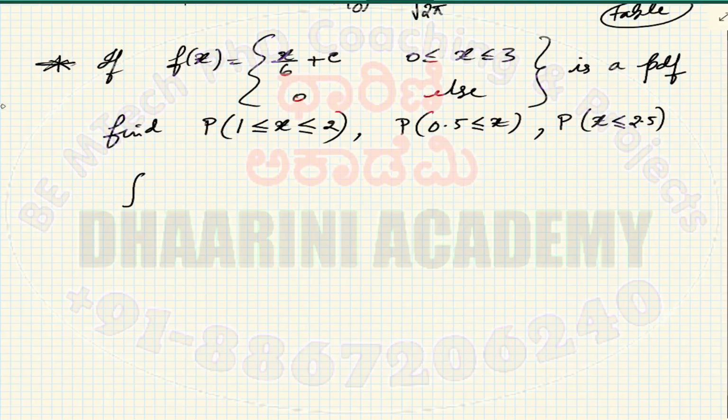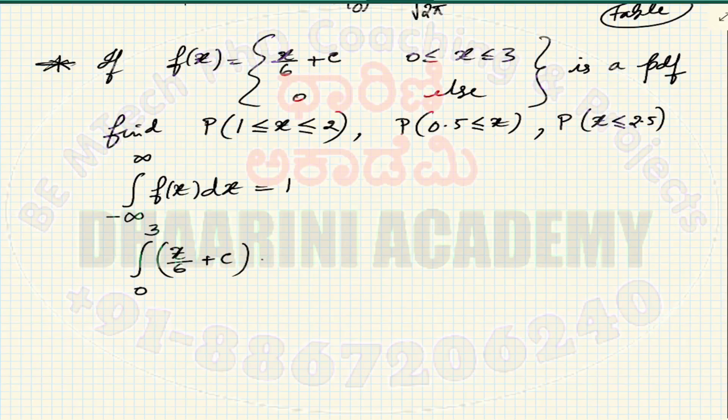For which I use the property of any PDF. It says that if you integrate f of x dx from minus infinity to plus infinity, this is 1. But in this particular problem, the PDF has been specified to exist only between 0 to 3 and it is 0 otherwise, right? So that makes my equation represented between only 0 and 3. So integration 0 to 3 of f of x dx, that is x by 6 plus c dx, equal to 1.